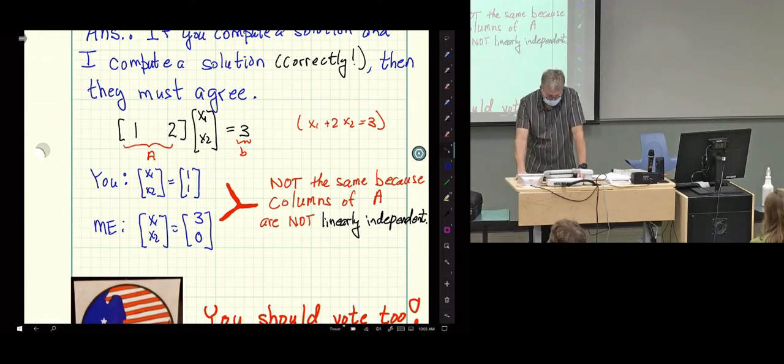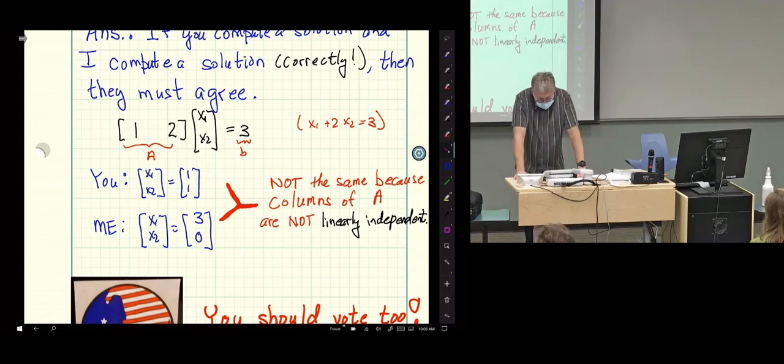You compute a solution, x1 equals 1, x2 equals 1. Sure enough, that works. It's a solution. Me, I go with x1 equals 3 and x2 equals 0. Hey, I did it right too, okay? We disagree. How is that possible?